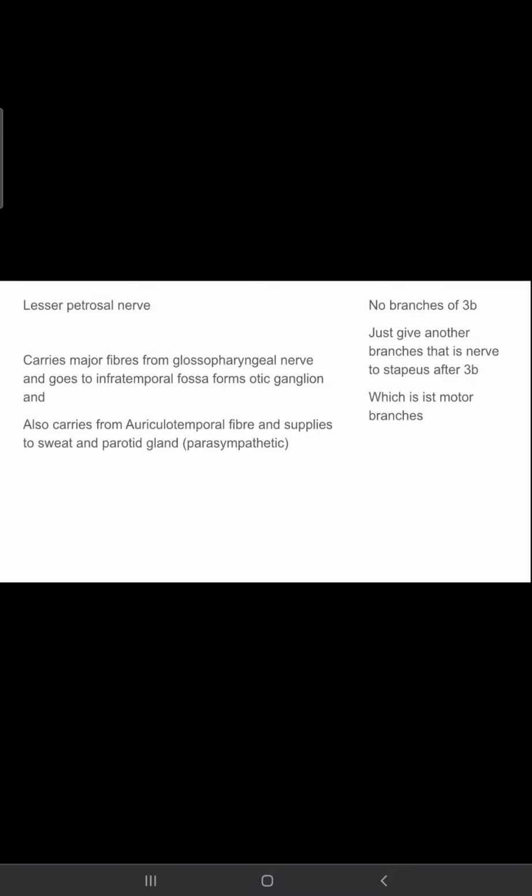So the lesser petrosal nerve itself doesn't supply the sweat and parotid glands, but it supplies them by mixing with fibers received from other nerves. They are the glossopharyngeal nerve and the auriculotemporal nerve fibers. Okay, so this is the course of the lesser petrosal nerve. No branches of 3b.